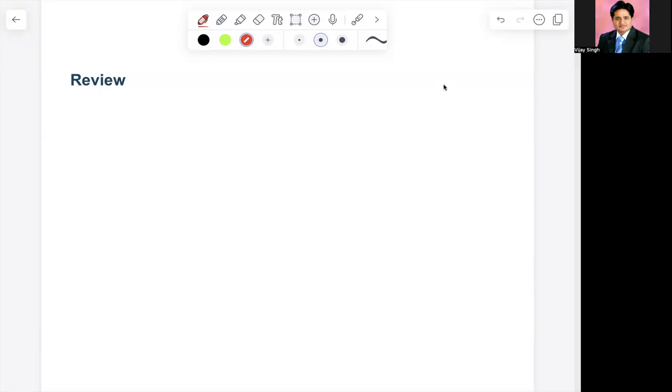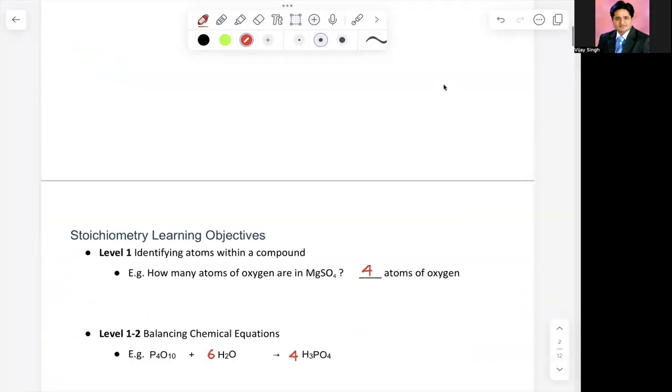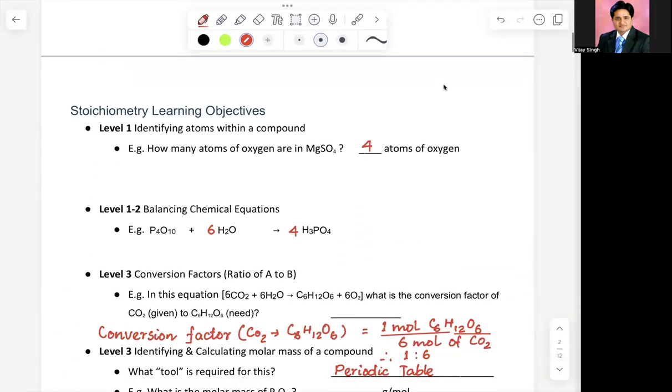In today's class, we will be going over the revision assignment. So you had the first question where you were asked to calculate the number of oxygen atoms in MgSO4, magnesium sulfate. If you look here, there are 4 oxygen atoms. So the answer is going to be 4.